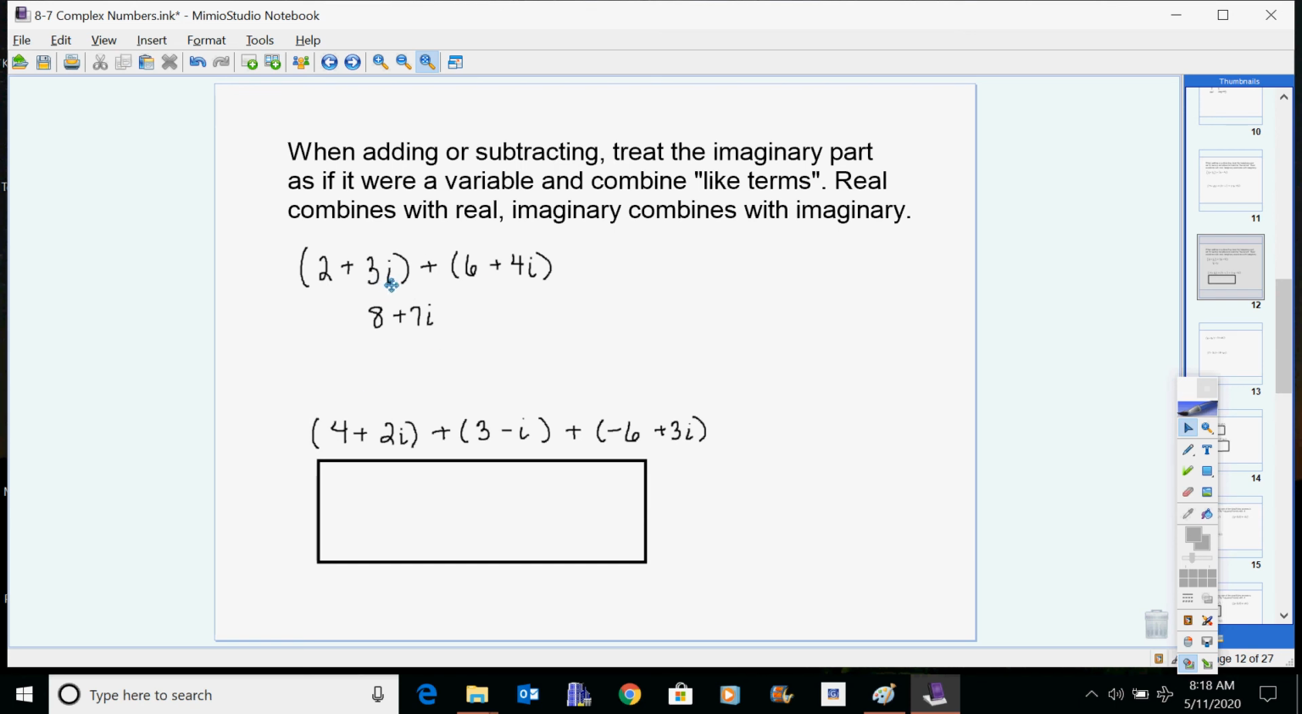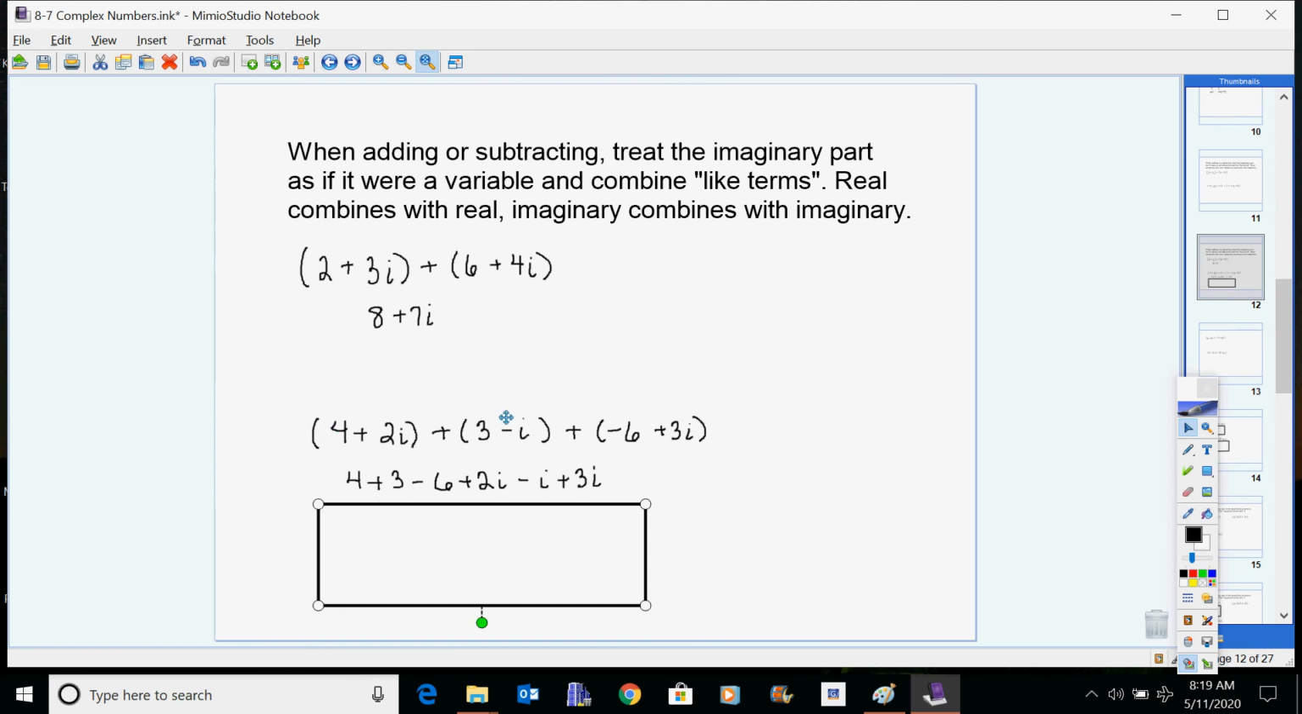But honestly, if you didn't even know anything about that, and I told you to do this problem, you would get the same answer without even knowing anything about imaginaries, because you think of it as a variable. Okay, so think about them that way. If we have this whole sum right here, and you're trying to add them up, or even if you were trying to subtract them, you distribute the negative and just treat them as if they're completely variables. So you would put your 4 and 3 and negative 6 together, and the 2i minus i and the 3i together. And once you have that, 4 and 3 is 7, minus 6 is 1. 2 minus 1 is 1, plus 3 is 4.